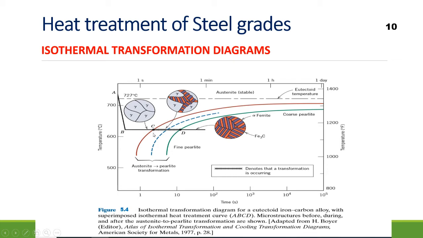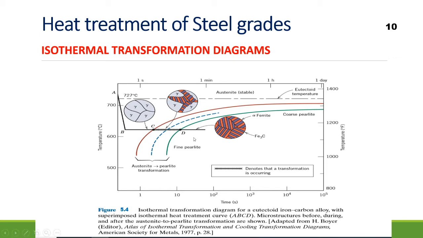The transformation from austenite to pearlite begins here, as we already know. This is our beginning curve, and after some time, approximately 15 seconds, it reaches this point D, which corresponds to the completion of transformation. So we see how it's converting from one type to another.